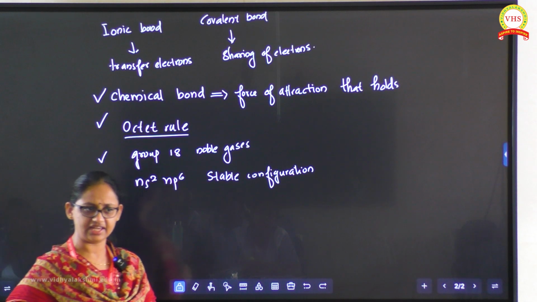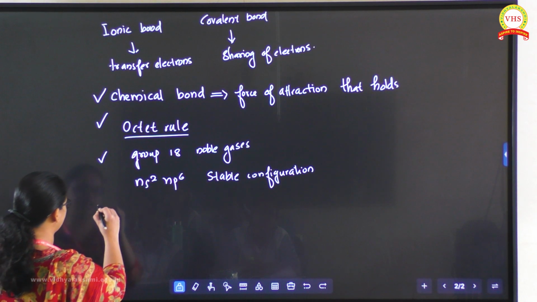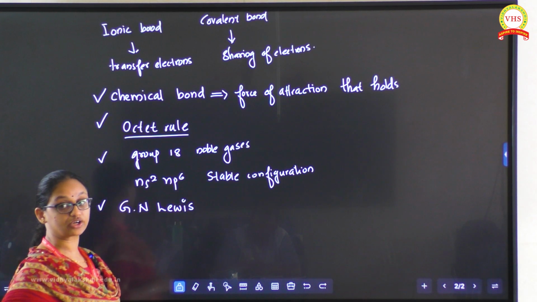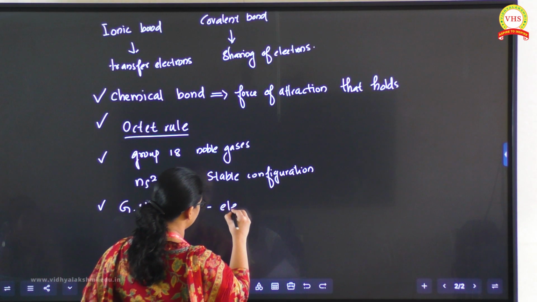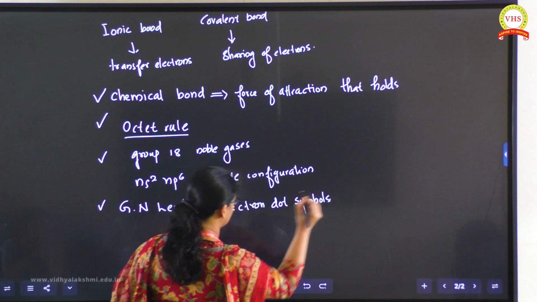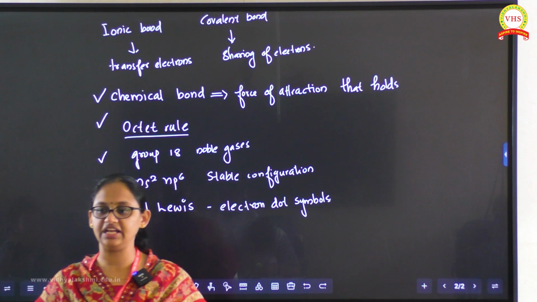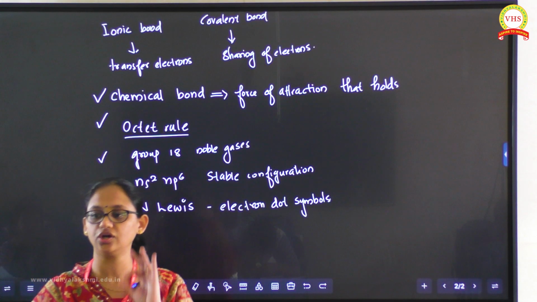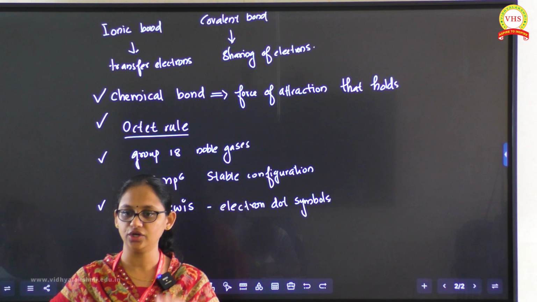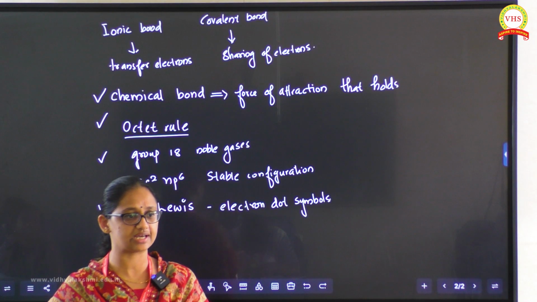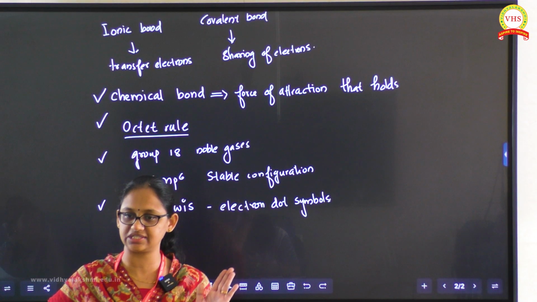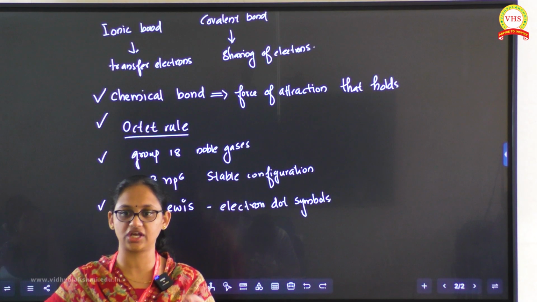In order to explain the symbol of atoms, G.N. Lewis used electron dot symbols. Okay, electron dot symbol means electrons are represented by using dot. Electrons are represented by using dot. That structure is called what? Dot structure. Not all the electrons are represented by using dot. Only the valence shell electrons are represented by using dot structure. Only valence shell electrons. Okay.